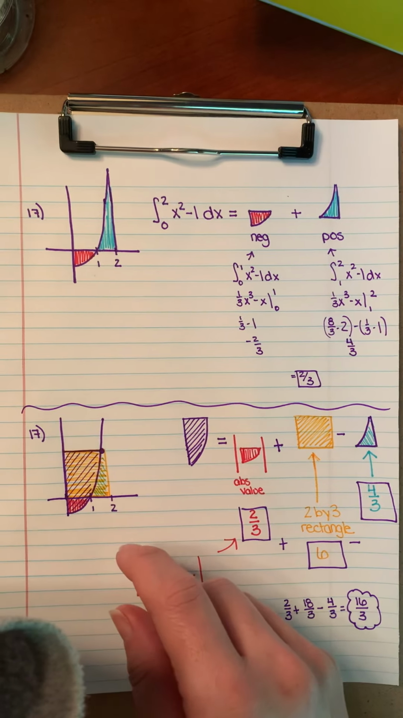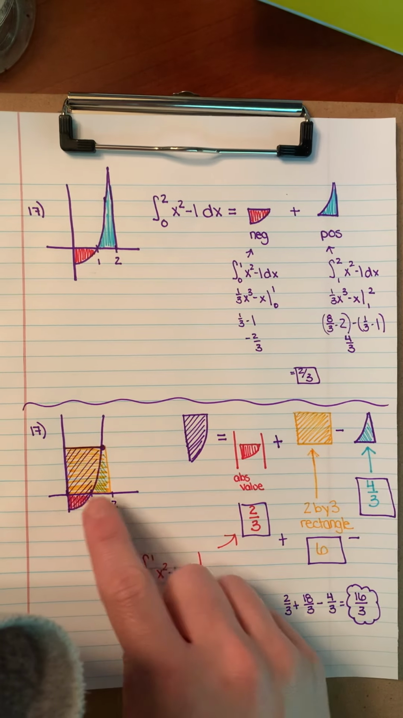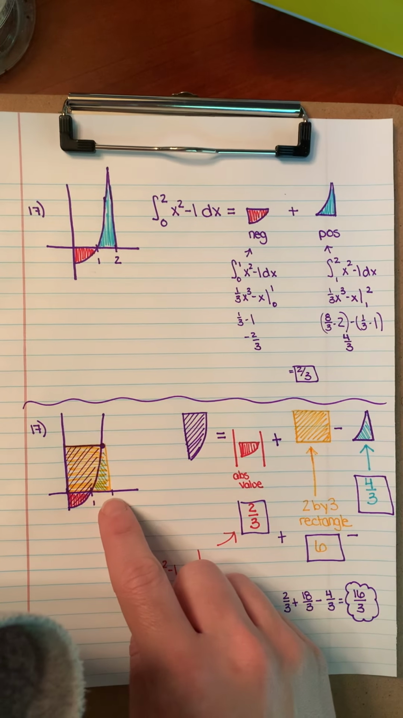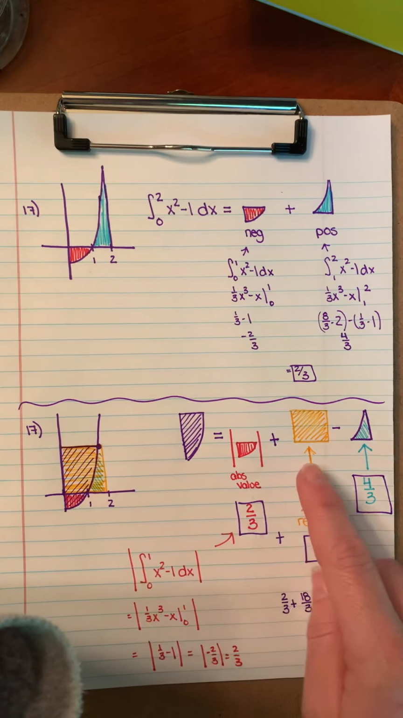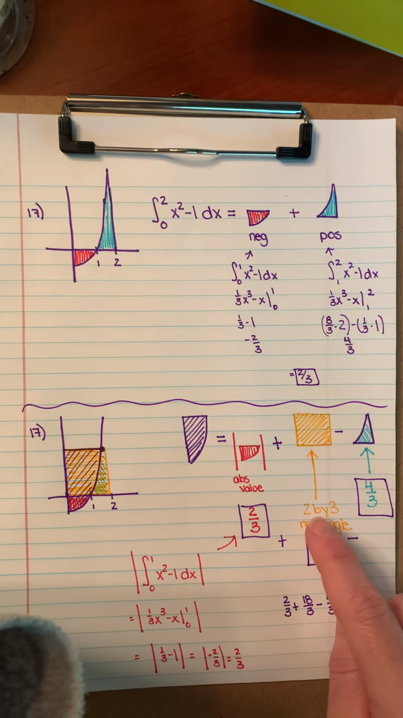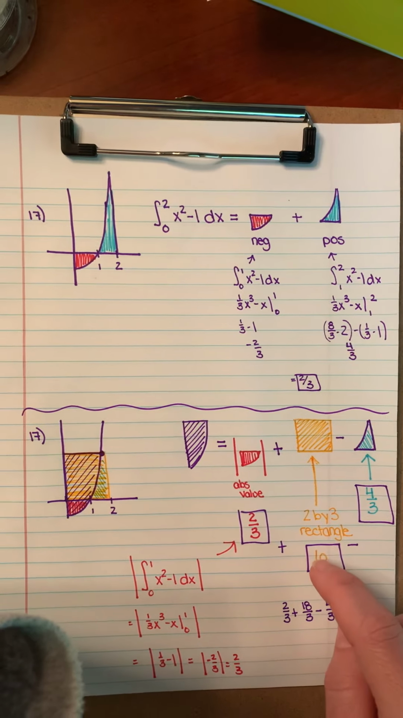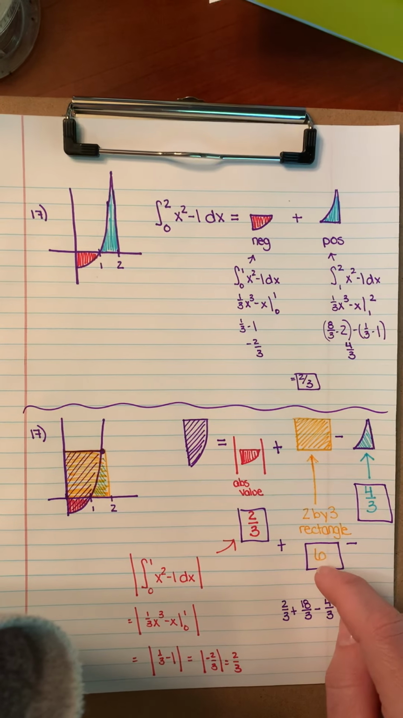It's actually just a rectangle. It goes from 0 to 2, and then from the x-axis up to y equals 3. So it has a height of 3 and a width of 2. So this yellow piece has an area of 6.